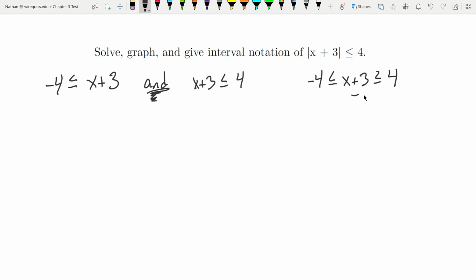Just get x by itself. I'm going to subtract 3 from both sides. We're going to get x less than or equal to 1, and it's going to be greater than or equal to -7.